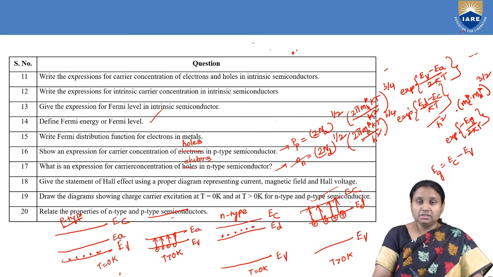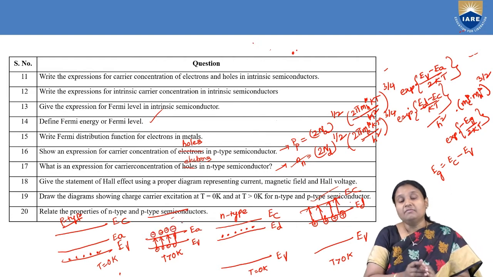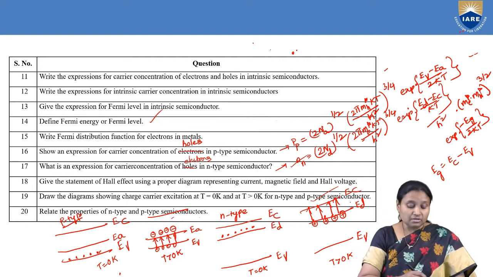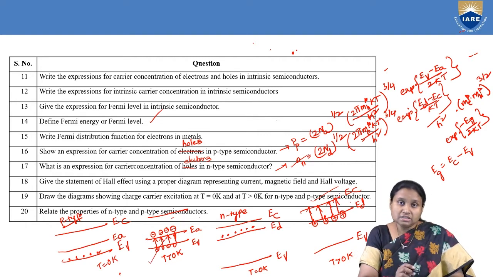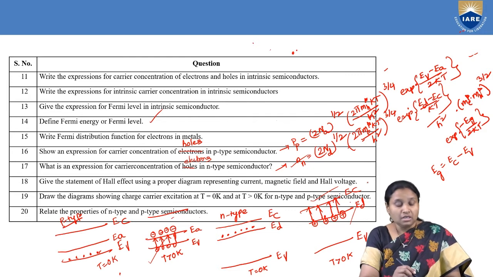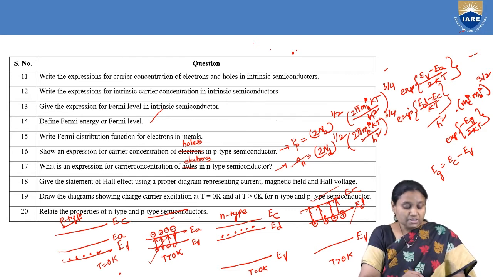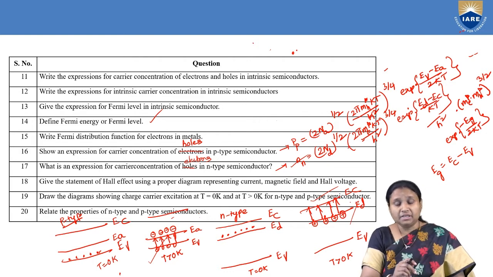And what about the trivalent impurities or acceptor atoms that are added? They will become negatively ionized because they are accepting electrons from the valence band of the intrinsic semiconductor. So that's why here in this case the majority charge carriers are holes and here the majority charge carriers are electrons. Now coming to the last short question. Relate the properties of N-type and P-type semiconductors.